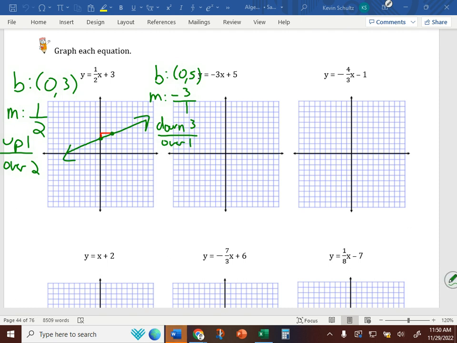So plot our first point, 0, 5. That's right there. That's the y-intercept. And from there, from that point, we're moving down 3 over 1, and there's our second point. Notice we didn't go down and left. The negative sign only means we go down. We always move to the right because that's how you read a graph, from left to right. Now we connect the points as straight as we can, and we have the line. Questions on that?